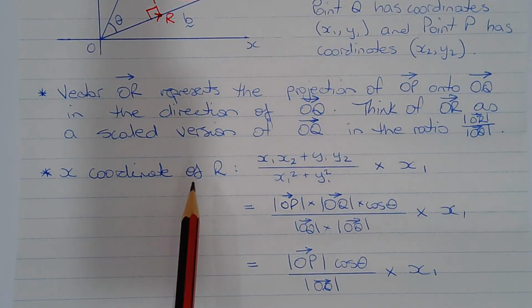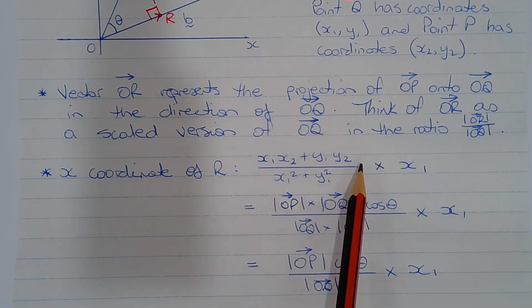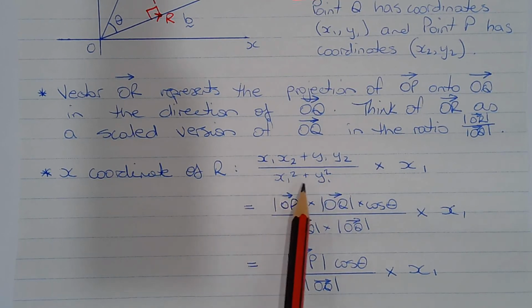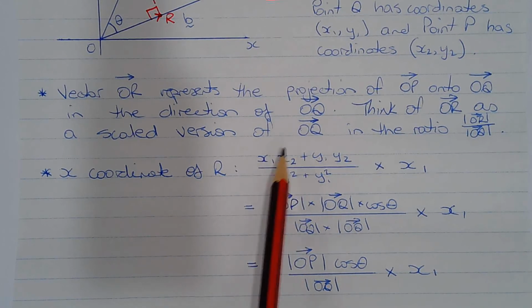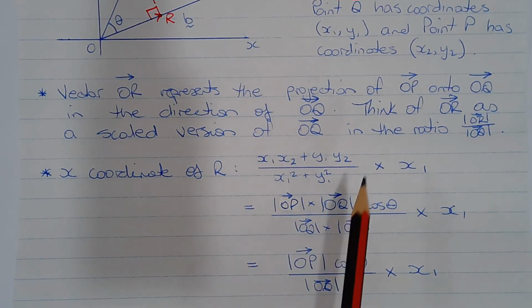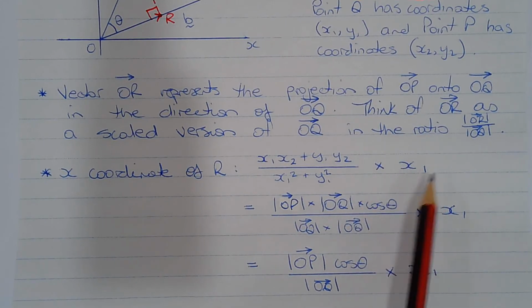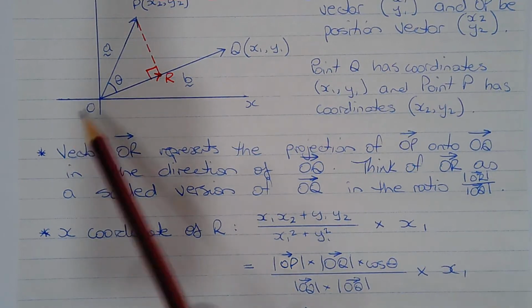Now the x-coordinate of point R is equal to (x1x2 + y1y2) over (x1² + y1²). So that's the dot product of OP and OQ over the dot product of OQ and OQ, multiplied by the x-coordinate of point Q, or the x-component of vector OQ.